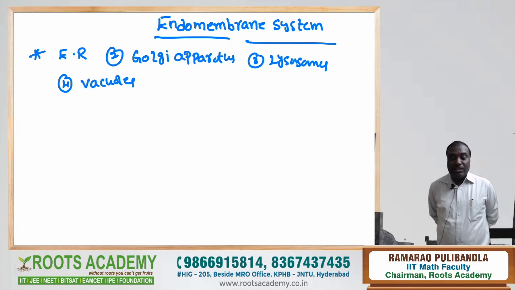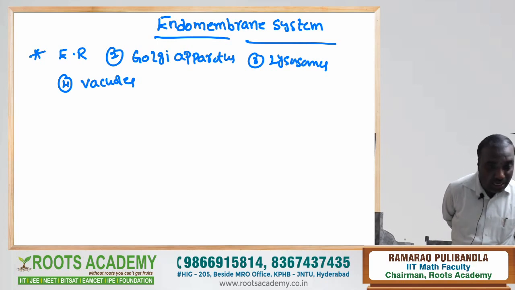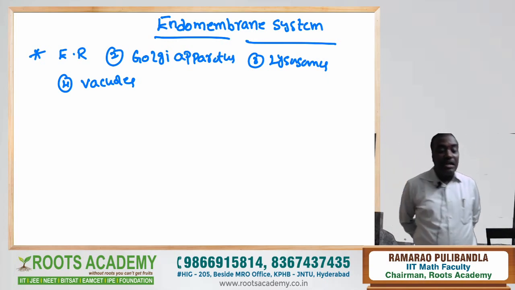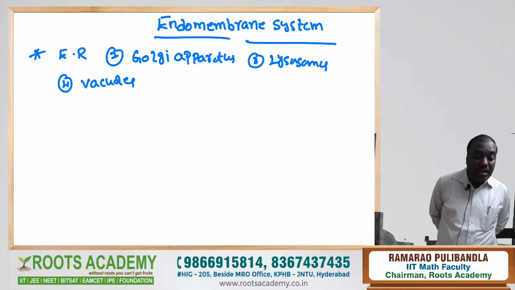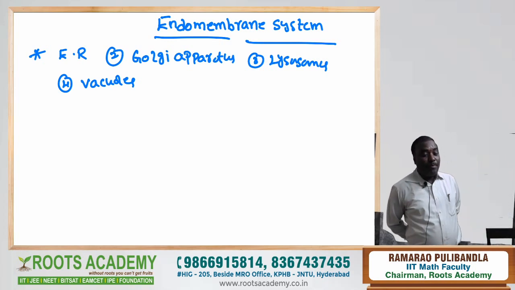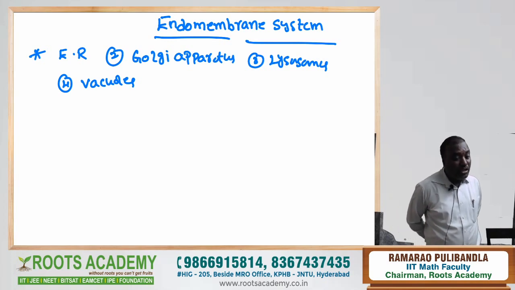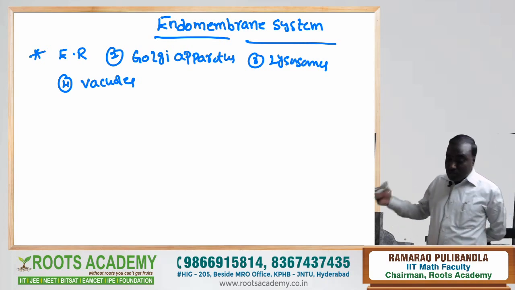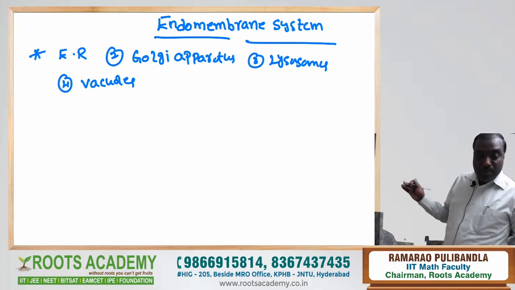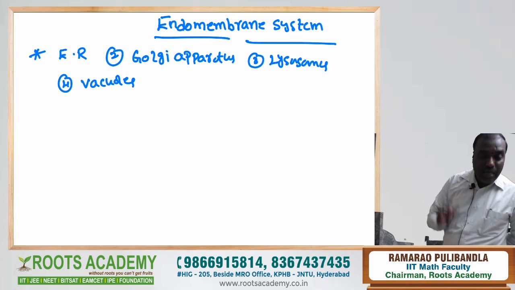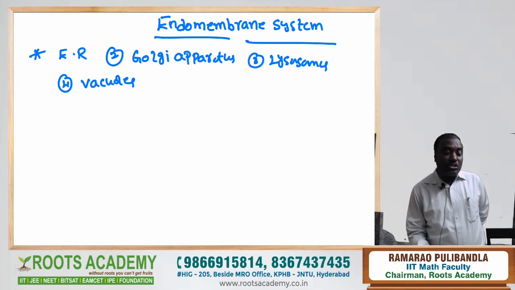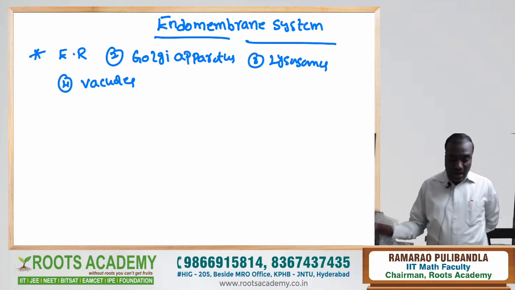Which one is correct? Only the first statement is correct. The second statement is absolutely wrong. Why? Because all single membrane bound cell organelles are not part of the endomembrane system. Peroxisomes do not belong to the endomembrane system. Glyoxysomes do not belong to the endomembrane system. So all single membrane bound cell organelles do not belong to the endomembrane system, but the endomembrane system includes single membrane bound cell organelles.